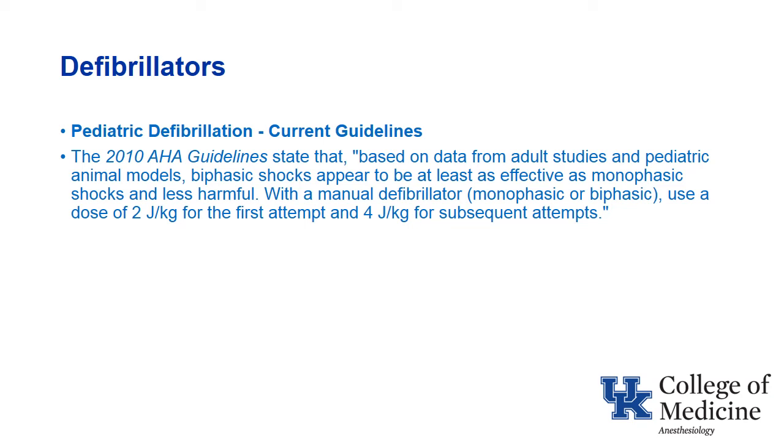Pediatric defibrillation does have guidelines, and it is recommended that the first attempt use a dose of 2 joules per kilogram, and that subsequent attempts for defibrillation in children use 4 joules per kilogram. Using a little bit of math, you can see that above 50 kilos, adult doses would most likely be the dose to follow.